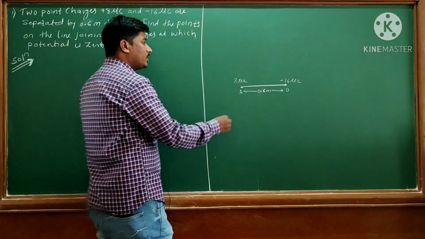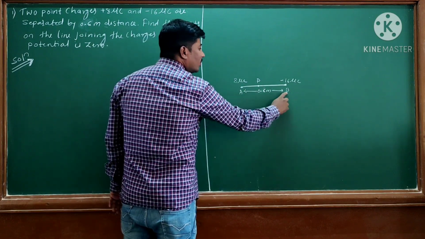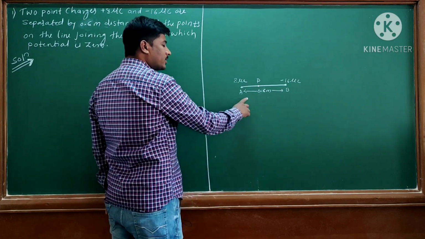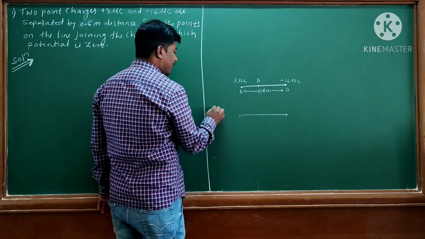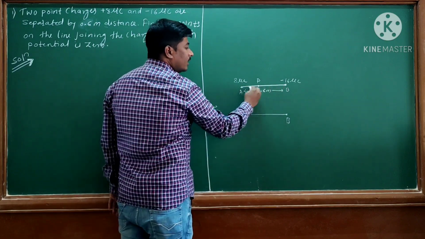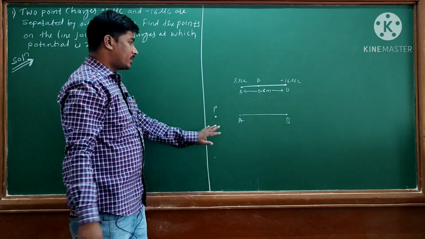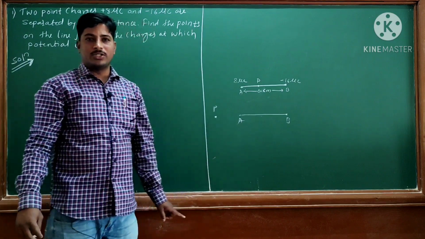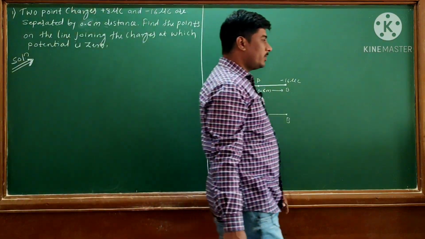I will find the points. Say at this point P, between these 2 points A and B, this is the first point, and the second point I will find here, that is outside the 2 charges. One point lies inside the 2 charges and the other lies outside the charges. These are the 2 points where we have to find the electric potential. So let's solve this problem now.